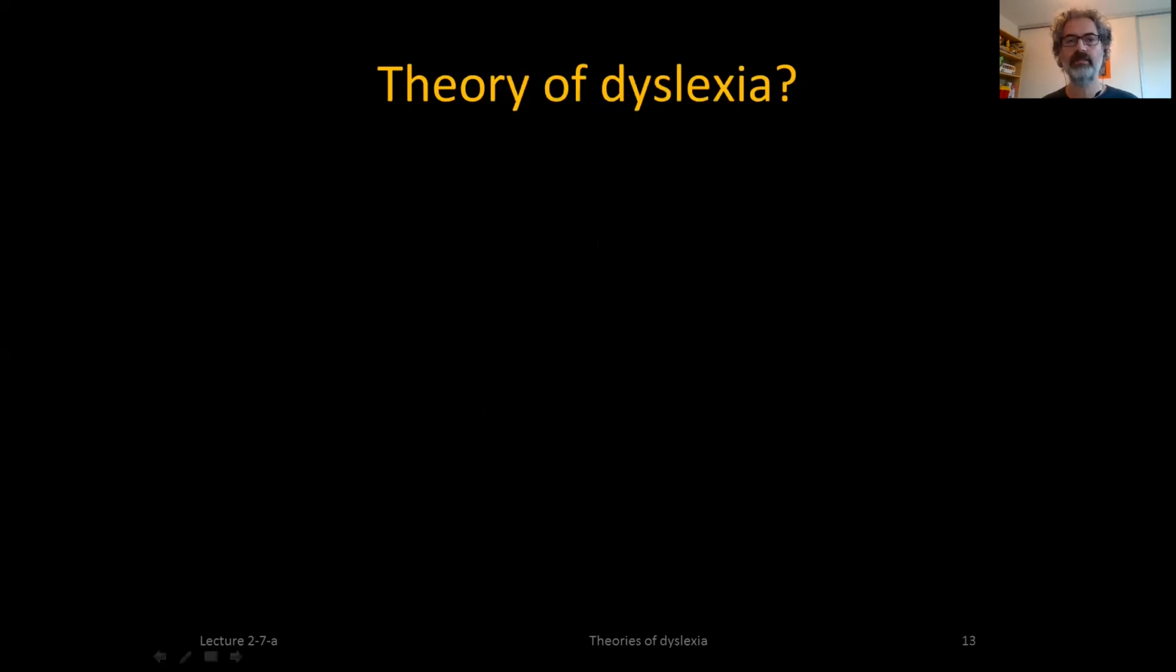So, what should we expect of a modern theory of dyslexia? First of all, if it's a theory of dyslexia, it must account for dyslexia. This means every child who is dyslexic should be covered by the theory. Otherwise, it's not a theory of dyslexia. It's a theory of why some children don't learn to read.